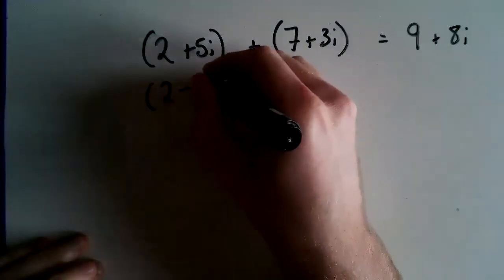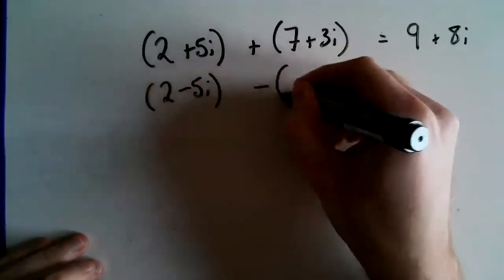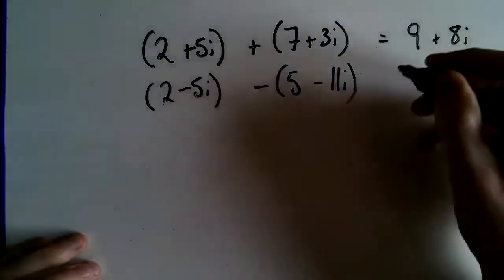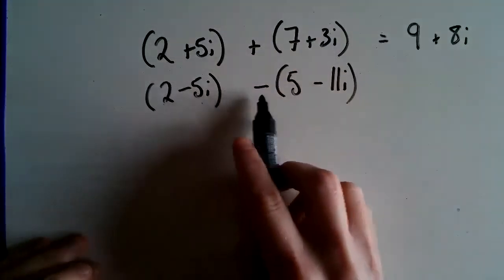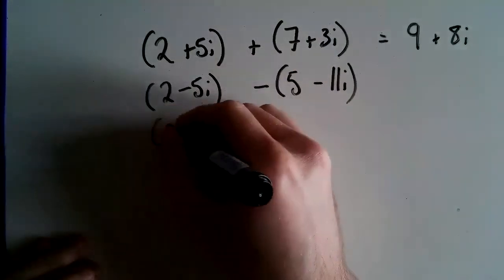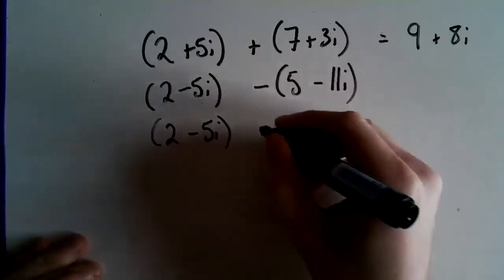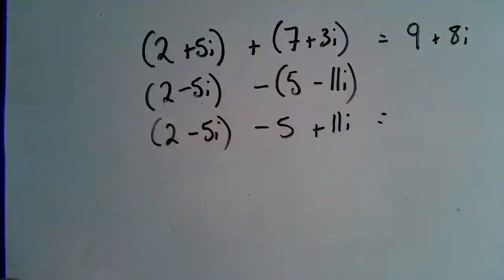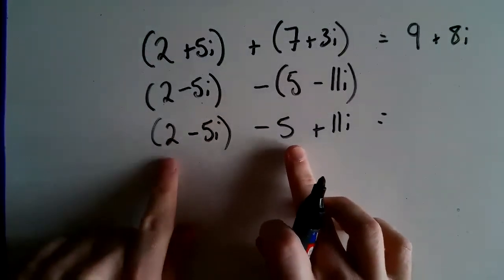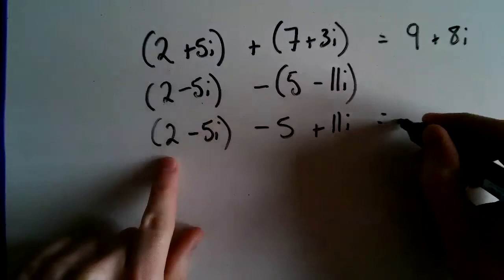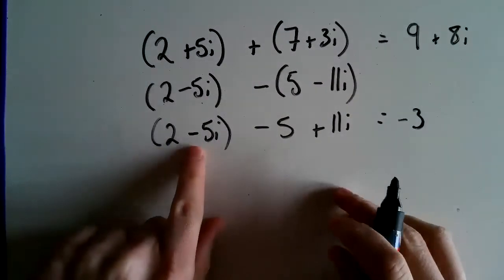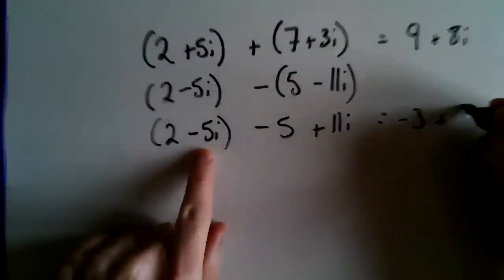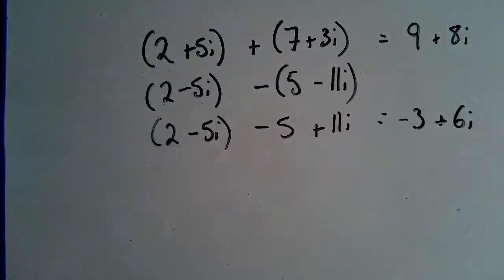Okay, 2 minus 5i, take away 5 minus 11i. Well, the first thing I do here is just expand this bracket. So 2 minus 5i, take away 5, minus the minus makes a plus, so plus 11i. Now we can combine them. 2 take away 5 is minus 3, and minus 5i plus 11i, or minus 5 plus 11 is 6, that's plus 6i.